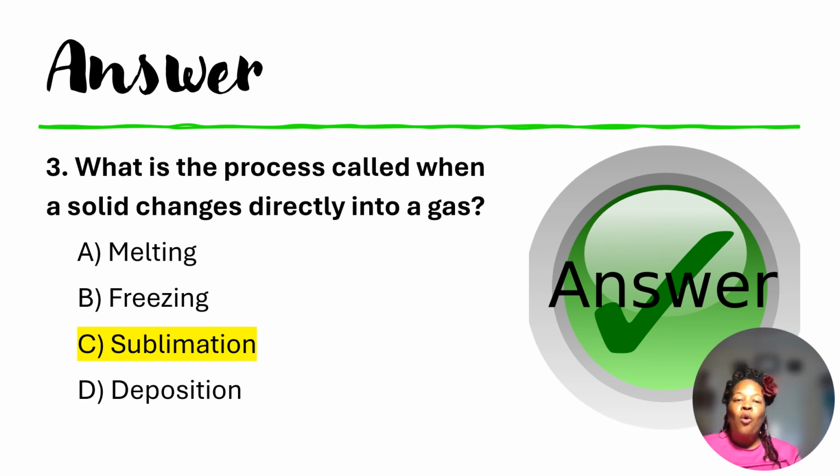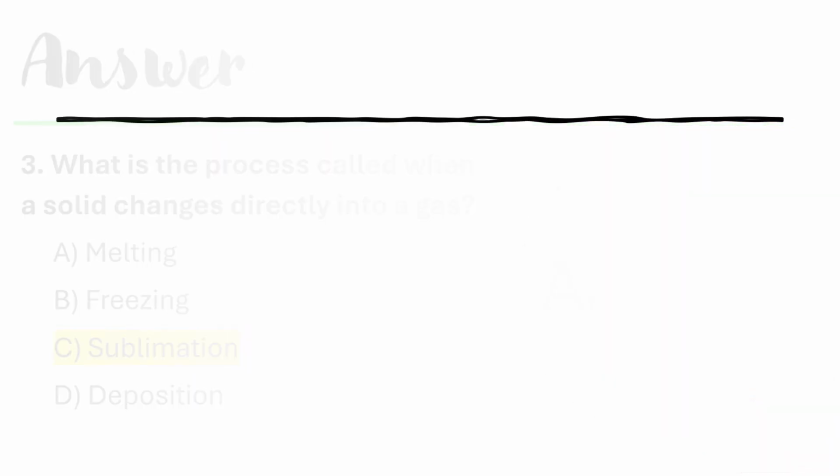Remember, if you're going from a solid to a liquid, that's melting. If, on the other hand, you're going from a liquid to a solid, that's freezing. And lastly, deposition is the opposite of sublimation, where you're going from a gas to a solid. So C, sublimation, where a solid changes directly into a gas, is sublimation.